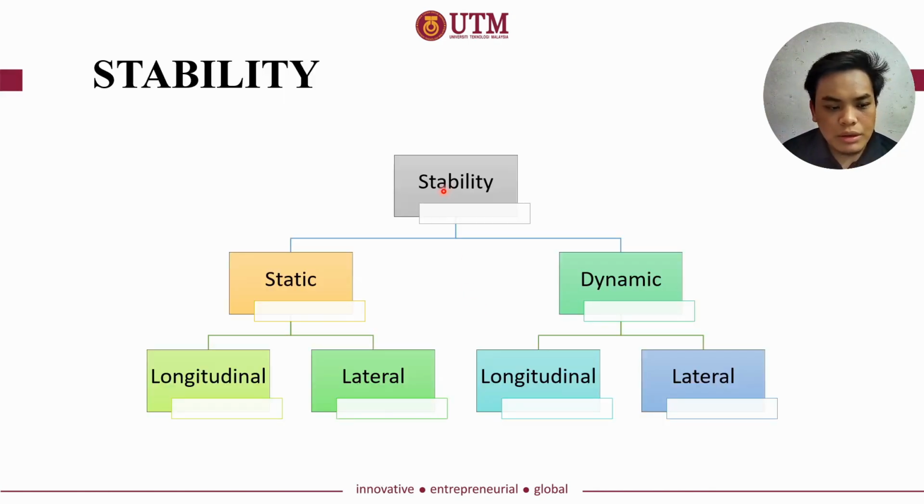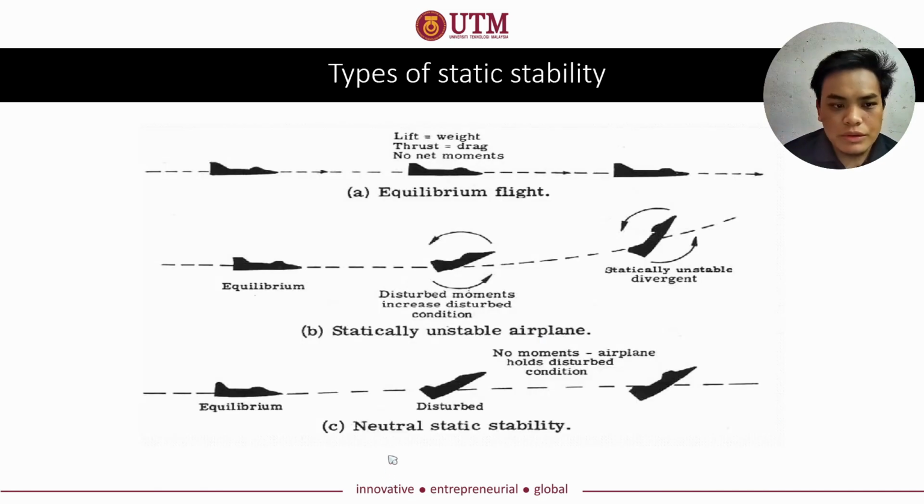In general, there are 2 types of stability, which are static stability and dynamic stability. And in each category, there are 2 types, which are longitudinal and lateral. So I'm going to explain longitudinal, and the lateral will be explained by other group members. Okay, so let's take a look at the static stability first. But before that, we need to define static stability, which is the initial tendency of an aircraft to return to its original position when it's disturbed.